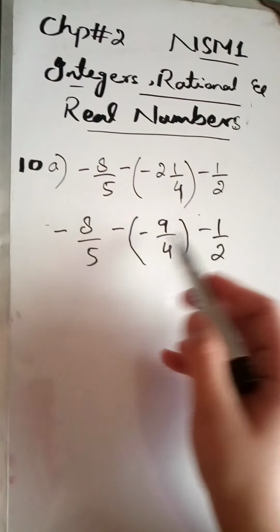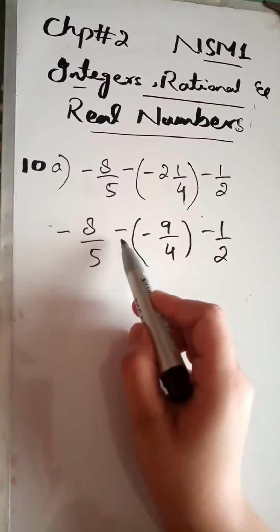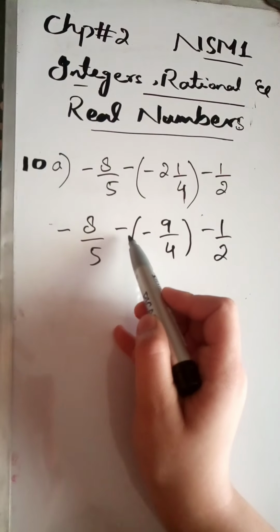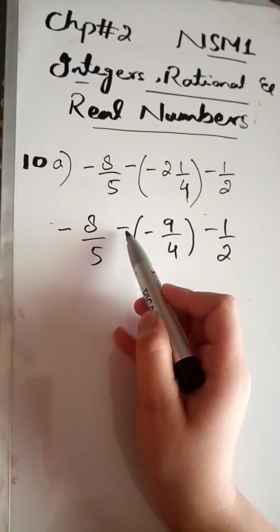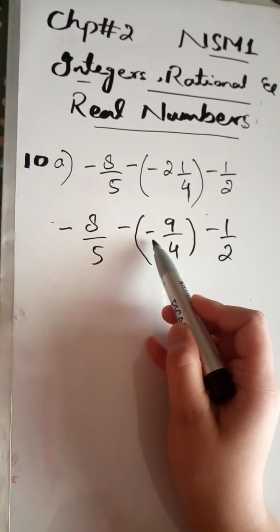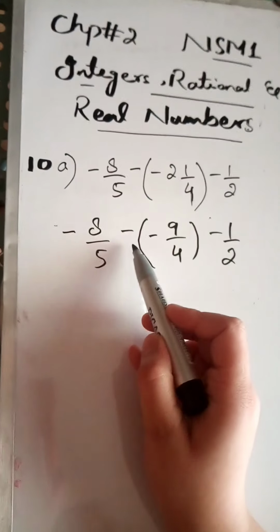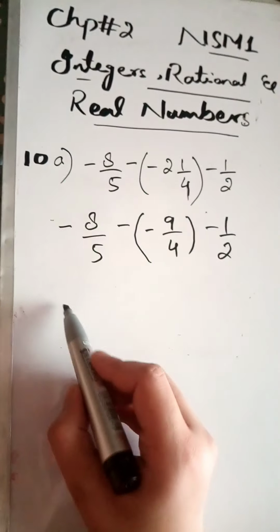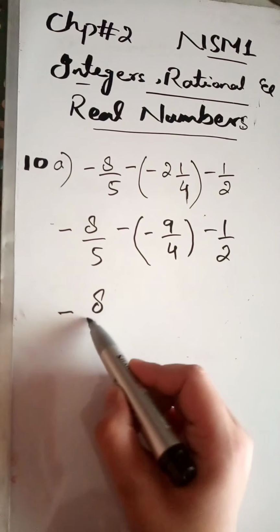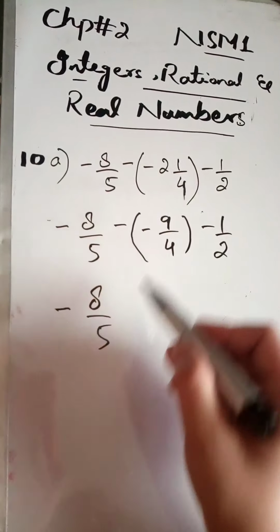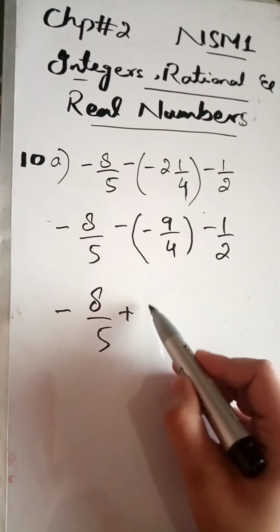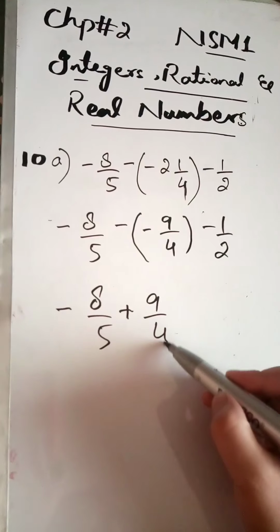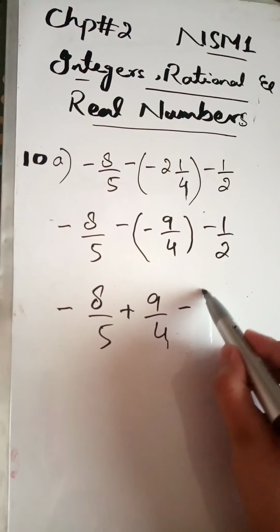Now in the next step you can see that we have a bracket and there is a minus sign inside as well as outside the bracket. So now you have to know the concept that whenever there is a negative sign outside the bracket, the inner sign will change. One concept, and the other concept is that in multiplication minus minus will become plus. Minus 8 by 5 minus minus plus, and we have 9 by 4. Now the bracket will be removed. There's no need to write the bracket again. Then minus 1 by 2.